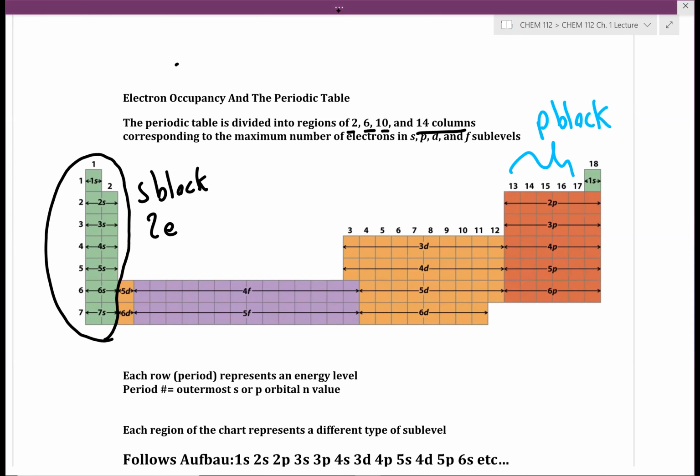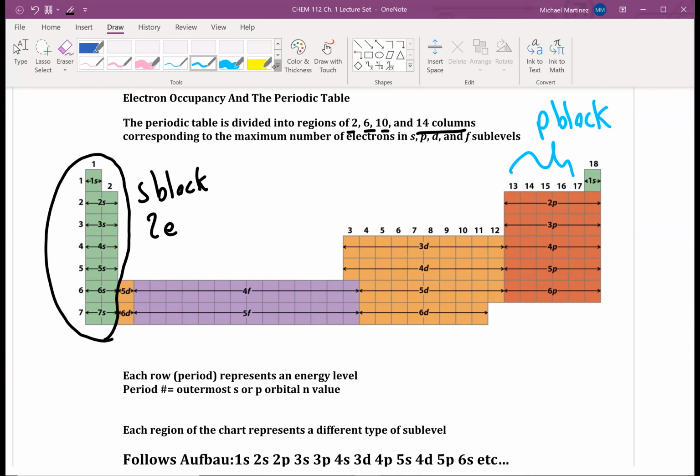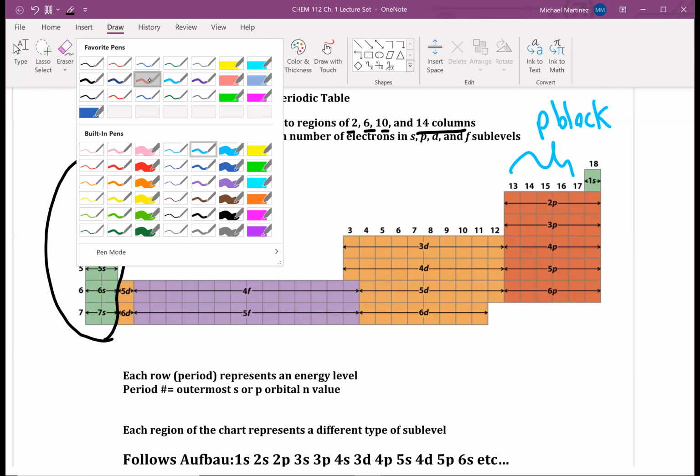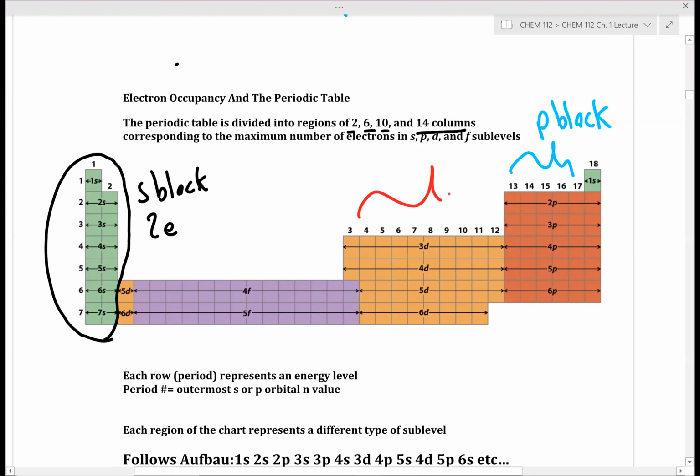Continuing on with this trend, let's talk about the d block next. So this region for the transition metals in the middle of the periodic table contains exactly 10 elements. What orbital are we filling in this case? D. And when we fill the d orbital, it can accommodate a maximum of 10 electrons. So there are 10 elements in the d block. And the p block is 6 electrons.